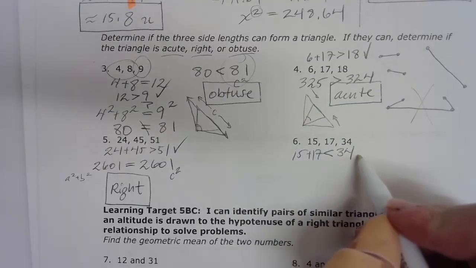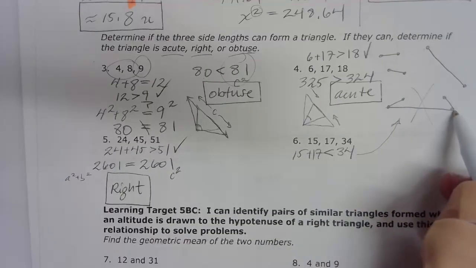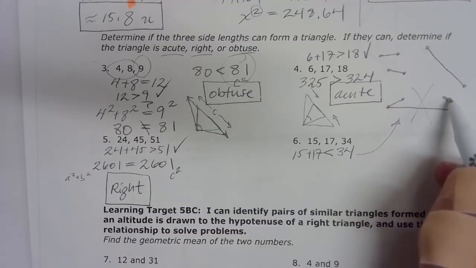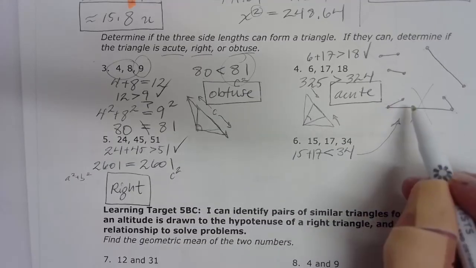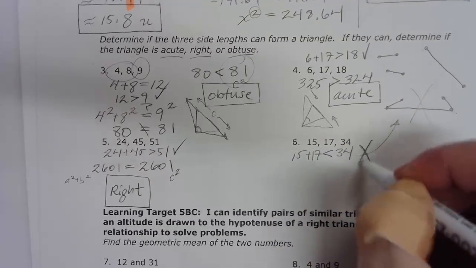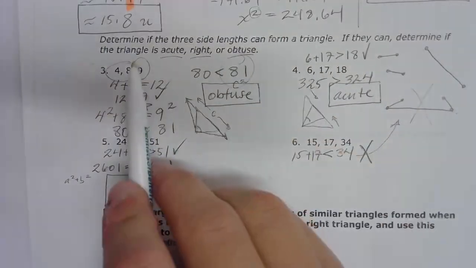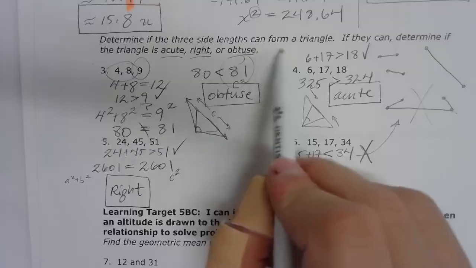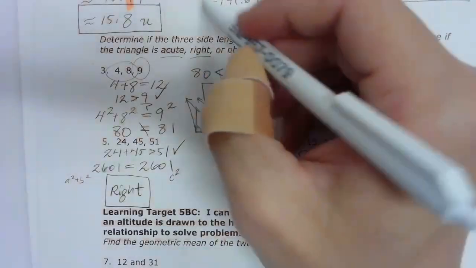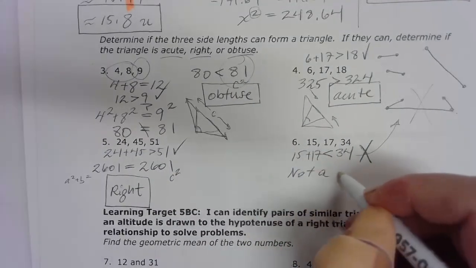Alrighty? So actually, this is one of these scenarios. 34 is too big to connect 15 and 17. In other words, 15 plus 17 is too short to make 34, and so this cannot make a triangle. And so our answer here is not necessarily. It says if they can, determine the size of a triangle; if they can, then the triangle is obtuse. So if we're reading the directions here, it says to determine if it's a triangle. We would just write that here it is not a triangle.